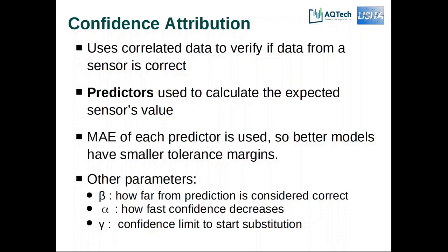Other parameters to be defined are beta, that defines the maximum distance between read and predicted values in terms of MAE; alpha, that defines the velocity at which the confidence on the read values drops as the difference from the predicted value increases; and the gamma parameter, which defines the minimum confidence that a data piece has to show. If the confidence value is lower than gamma, it is replaced by the prediction.